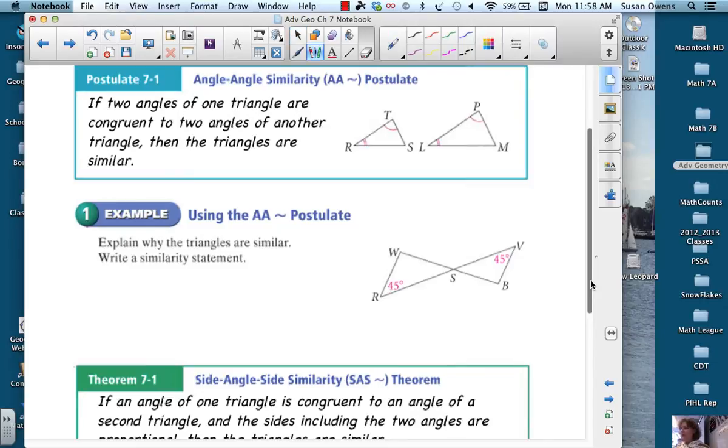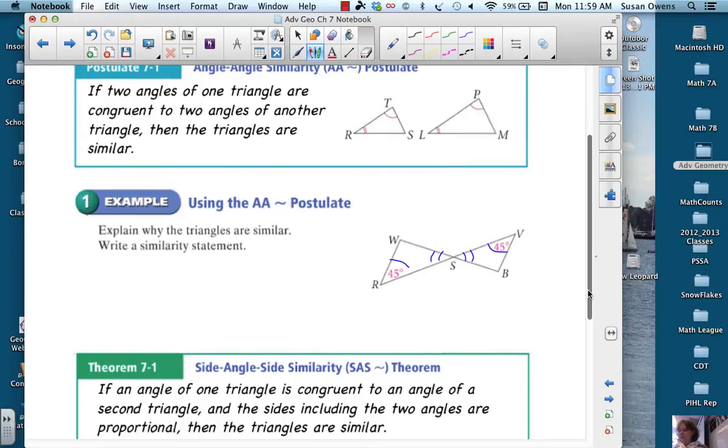So we could quickly say that, well, these angles are the same measure, so they're congruent. There would be one statement. We also have some vertical angles here, so they would be congruent. So we could say that the two triangles are similar by angle-angle similarity.